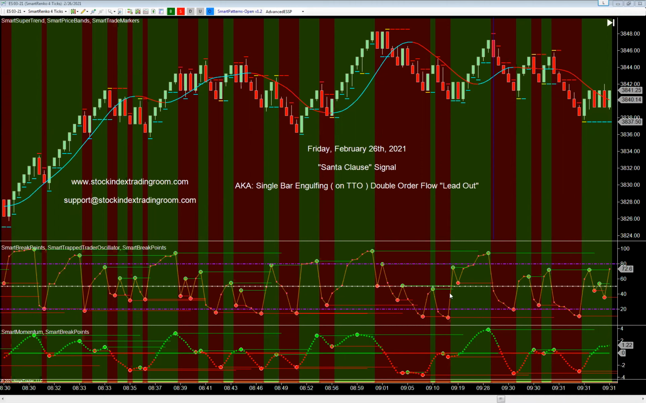When it fires up through green, you can see Trapped Trader Oscillator undervalued, up through the extreme line, up through the midpoint line. Trapped Trader Oscillator is saying, right here, I'm leading price up. And of course, you can see there it goes. So we have this powerful tool at our disposal.